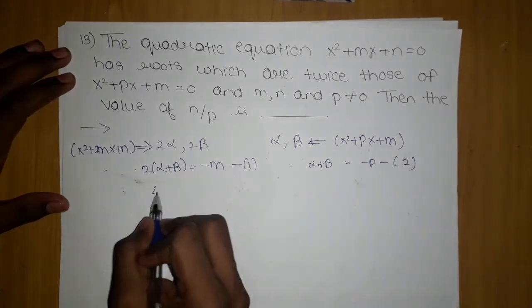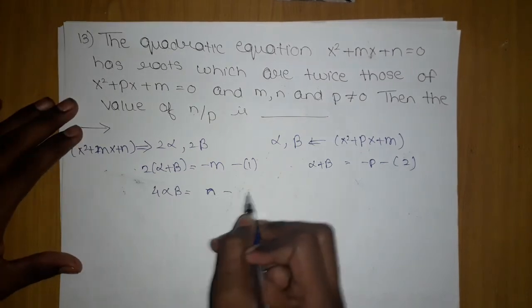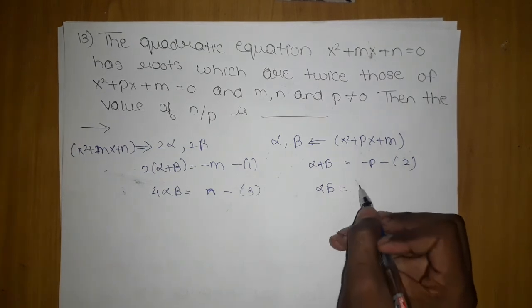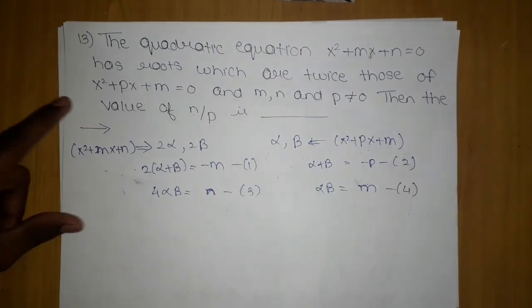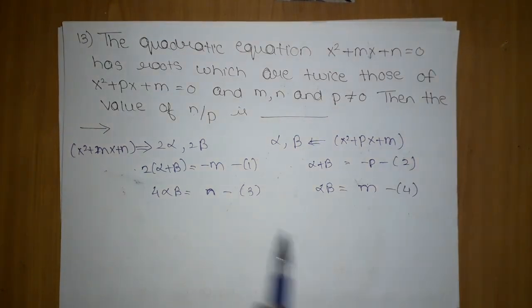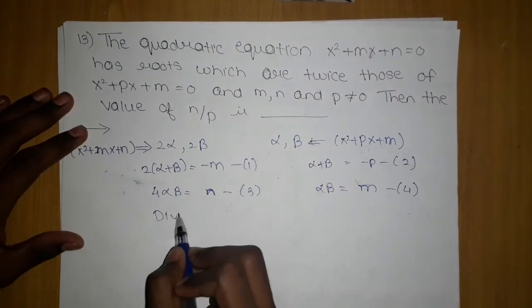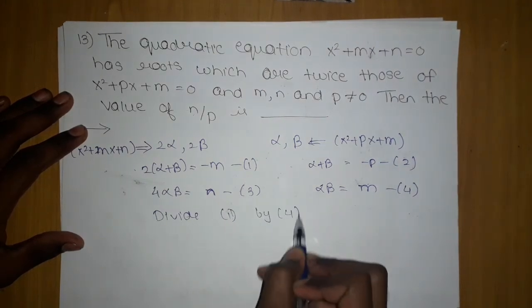Okay, product of the roots, 4 alpha into beta, we have n, call it 3, and here alpha into beta, which is minus m, let me call it 4. Now we want to find the n by p value. But here if you see, these two are cancelling out, so divide 1 by 4. Okay, let's see what we get.